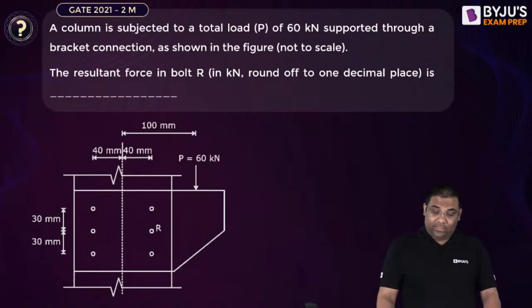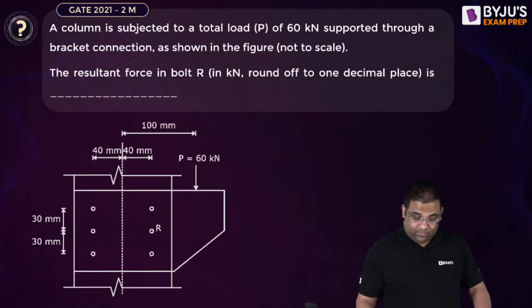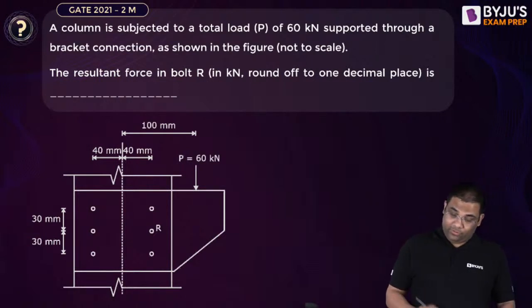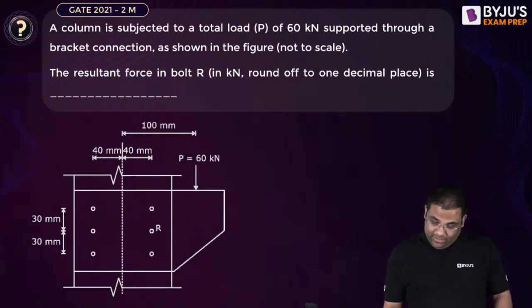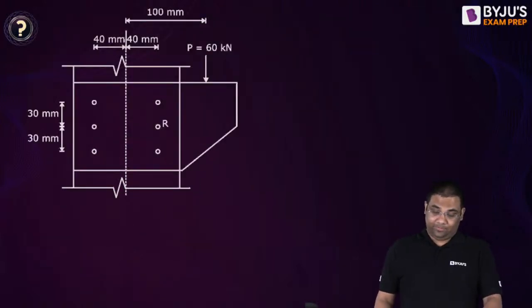Now this is another question on steel structure. Let us solve this question. They are asking you the resultant force on this bolt R. Okay, now how to solve this question?